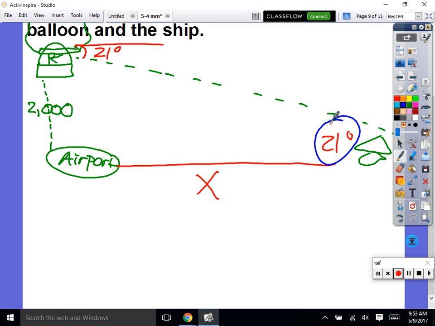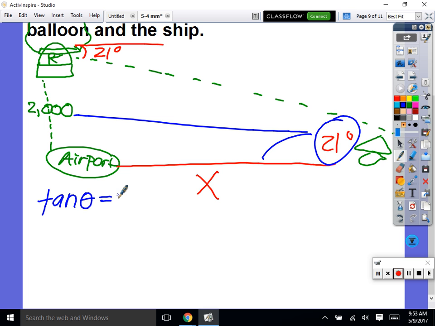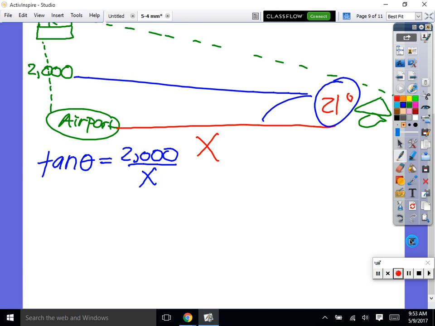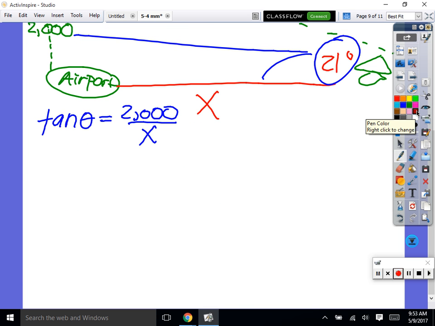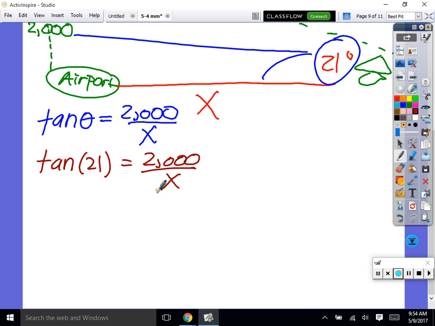Here's theta, opposite and adjacent. Tangent. Tangent of theta equals opposite over adjacent. So solve for x. Once again, should I undo? Oh no, I didn't put in what was theta. Rewriting it: tangent of 21 equals 2,000 over x. Now solve for x. I shouldn't undo tangent in this one because then I have a floating 21.